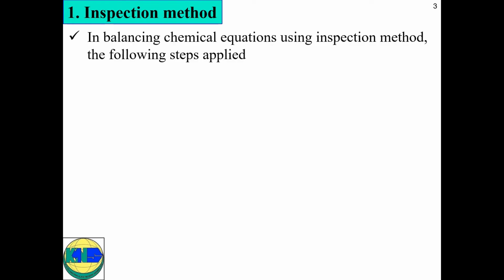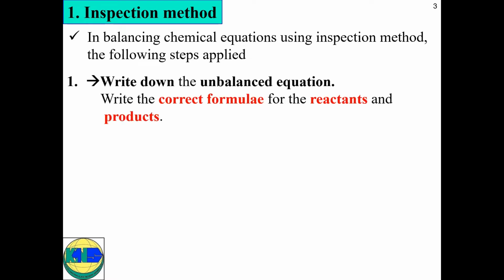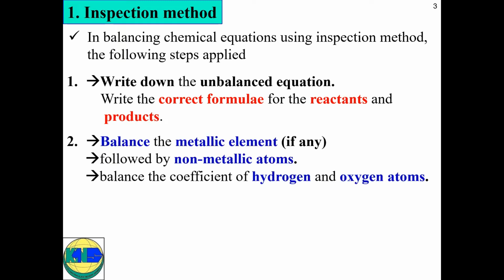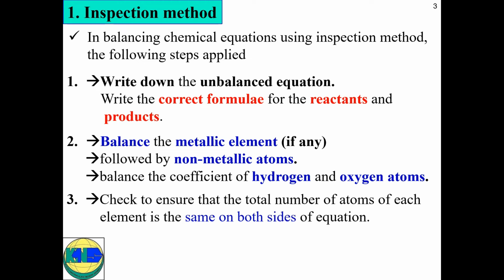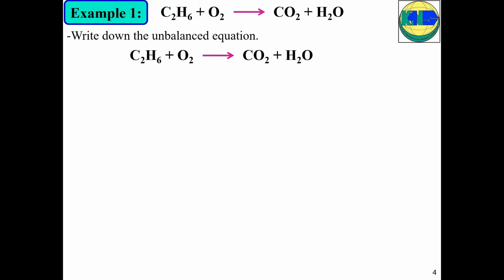In balancing a chemical equation using the inspection method, the following steps are applied. We have three steps here. The first step: write down the unbalanced equation, writing the correct formulas for the reactants and products. Second step: balance the metallic elements if any, followed by non-metallic atoms, and balance the coefficients of hydrogen and oxygen atoms last. The third step: check to ensure that the total number of atoms of each element is the same on both sides of the equation.